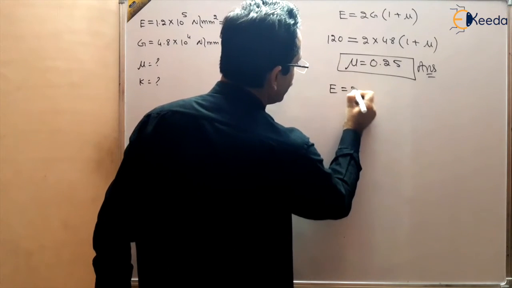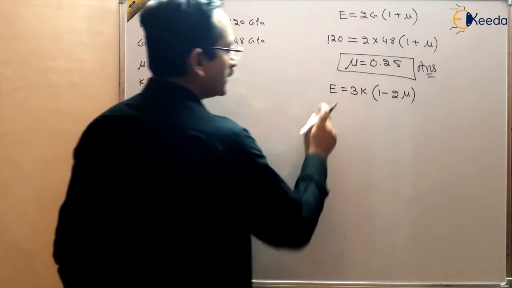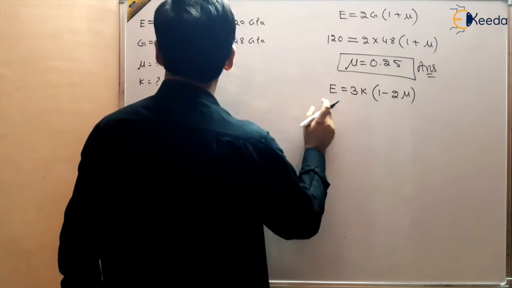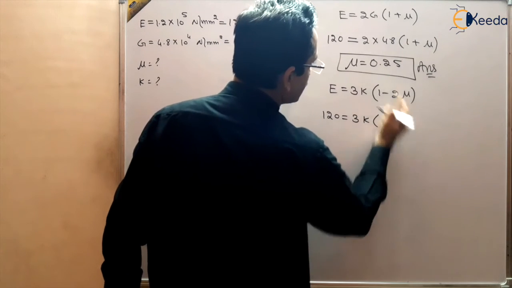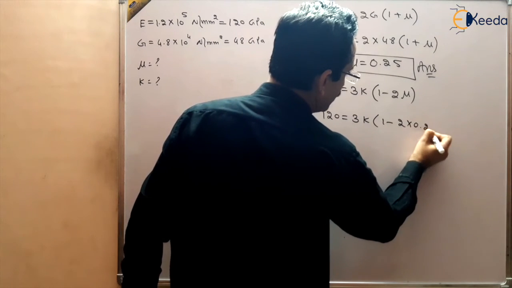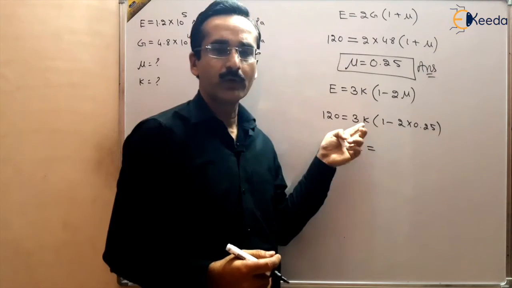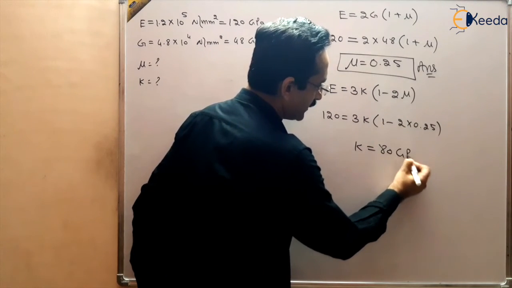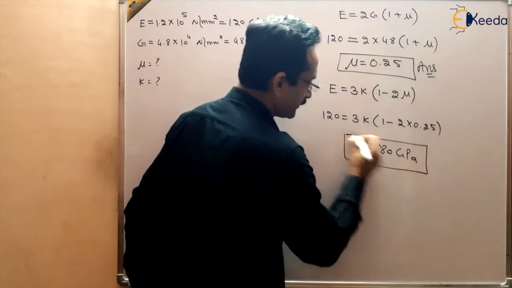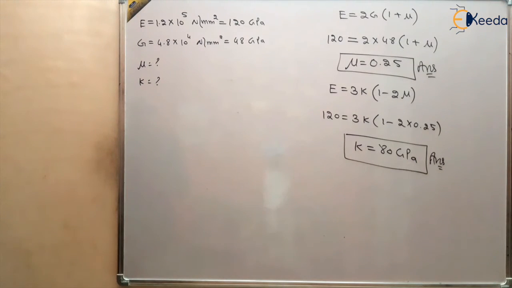E is equal to 3K(1 minus 2 mu). E is known, 120 gigapascal, 3K is unknown, and mu is known now, 0.25. So one equation, one unknown, you will get K, and the answer will be in gigapascal, 80 gigapascal. After solving, you will get this answer, right? So this is the method to solve for the unknown constants.